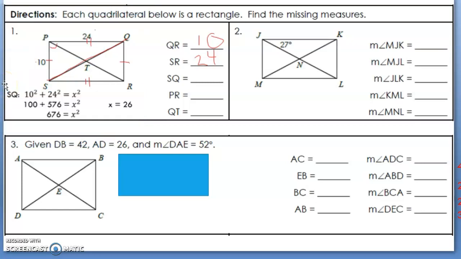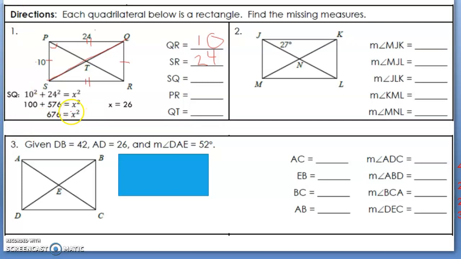And we can say 10 squared plus 24 squared equals the diagonal squared. So we're using the Pythagorean theorem: a squared plus b squared equals c squared. Remember, c, the thing by itself, is always the hypotenuse, what's across from the right angle. In this case, we don't know that value, so it's X. So 10 squared is 100. 24 squared is 576. Add those together because they're on the same side, and we get 676 equals X squared.